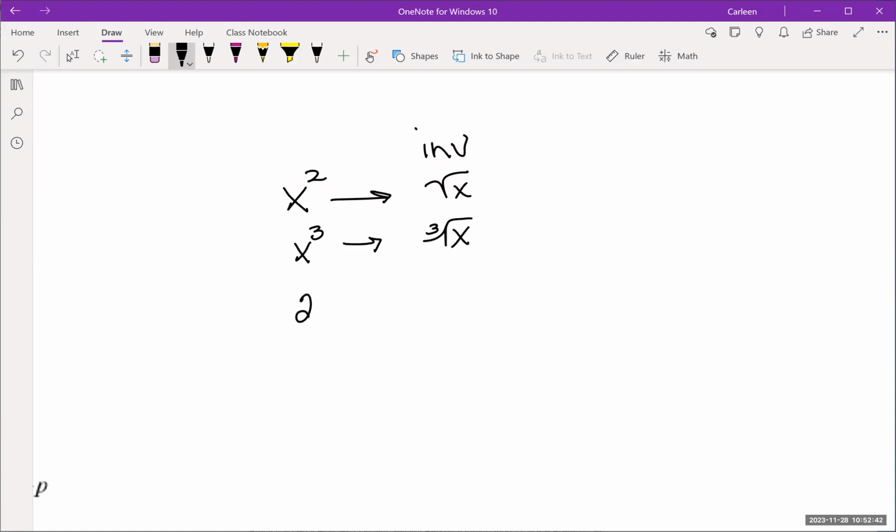But what about the inverse of an exponential? Okay, I'm going to do base 10. The inverse of base 10 is log base 10 of x. You don't have to understand how I got that, but that's why we need a logarithmic function, because I don't know what root to take.